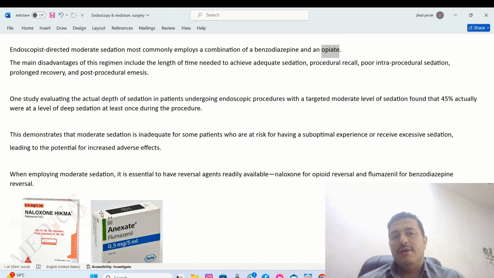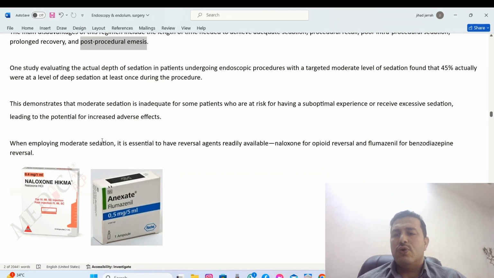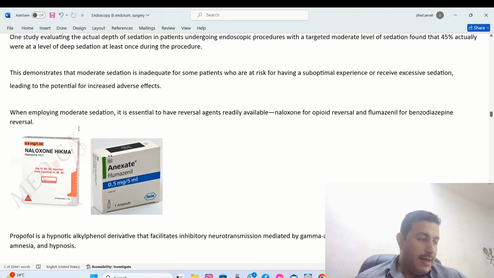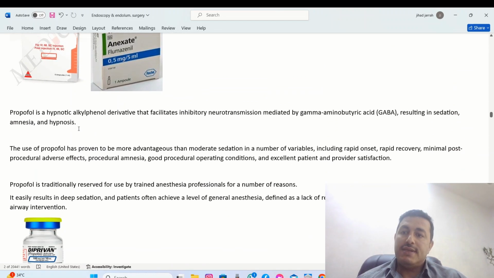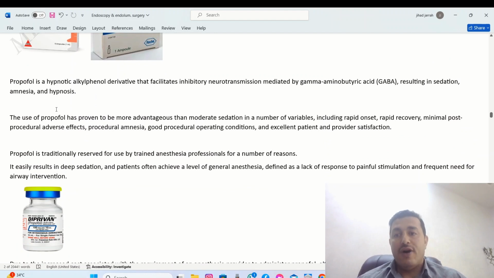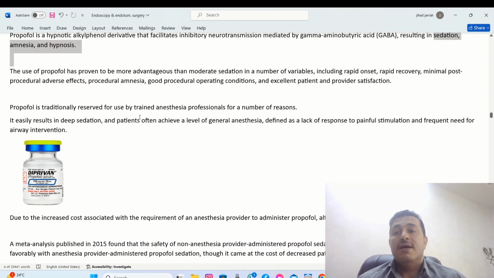The recall intra-procedure is present, poor intra-procedure sedation, prolonged recovery, and post-procedure emesis. Of course, we know that propofol has an antiemetic advantage. As we said, propofol provides deep anesthesia, sedation, amnesia, hypnosis.